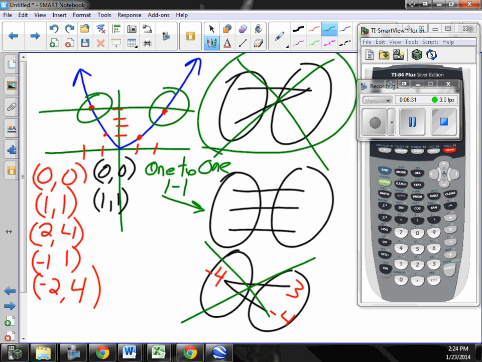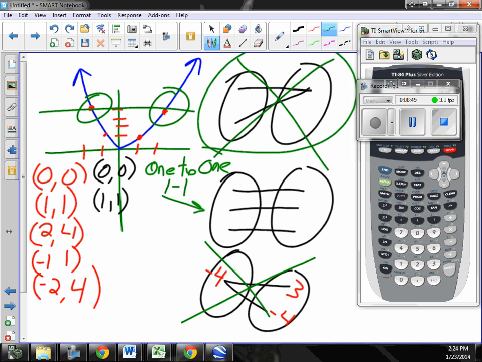The only functions that have inverses are one-to-one functions. So being a function, every x has one y. Being one-to-one, every y has one x. And if you fit in both categories, then you're called a one-to-one function, which means you have an inverse.